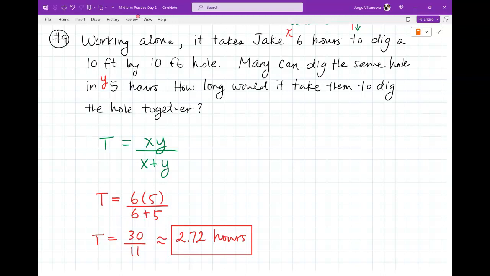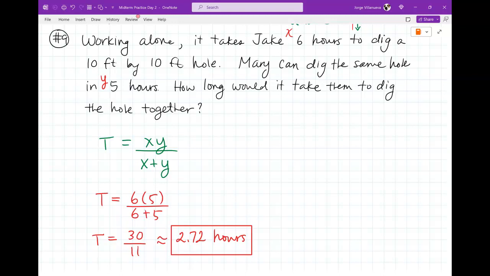Now, if they told you how long it takes one person to do it, and together, that means you would have plugged the number into t, maybe one into x, and all you have to do is solve for y using the same equation. So there are no 2 equations. One equation can solve both types of problems. It just depends on what they gave you.